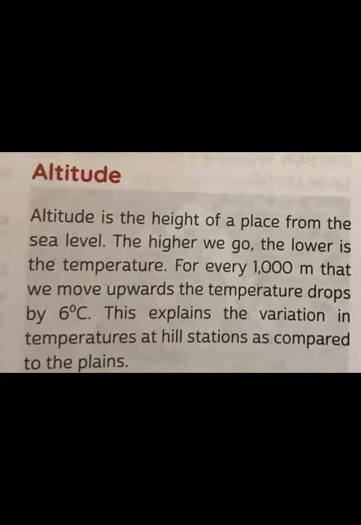Students, altitude is the height of a place from the sea level. The higher we go, the lower is the temperature. For every 1,000 meters that we move upwards, the temperature drops by 6 degrees Celsius. This explains the variation in temperatures at hill stations as compared to the plains.